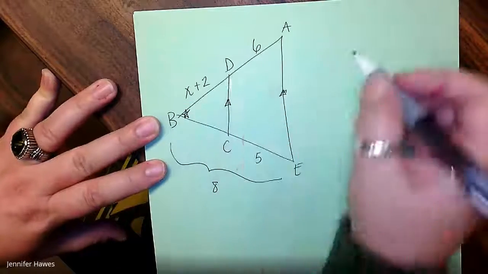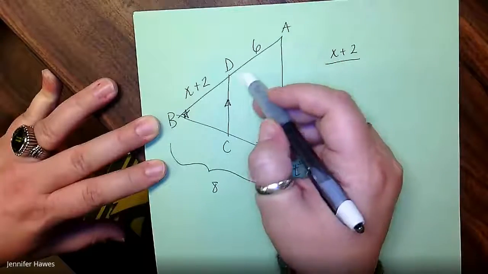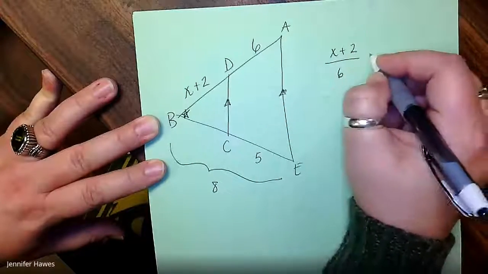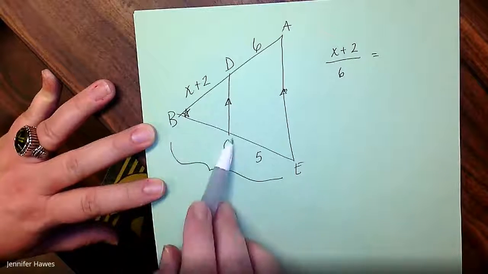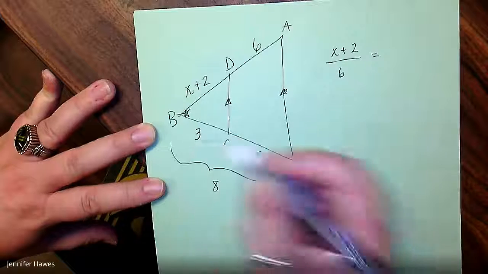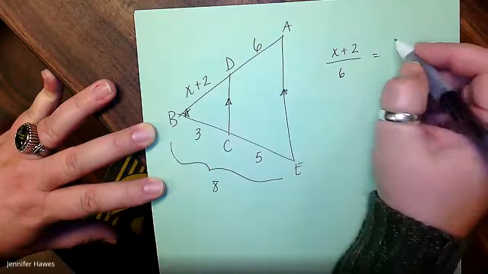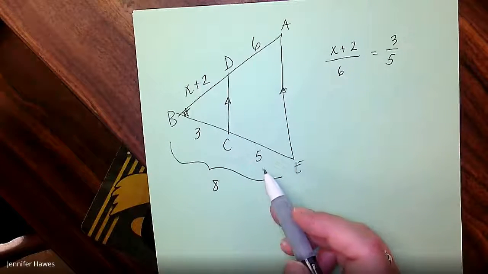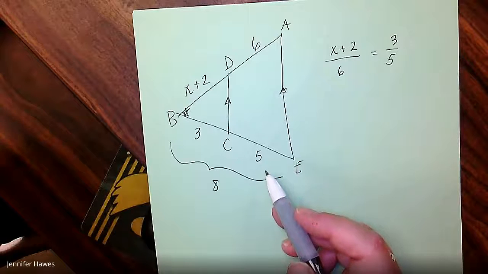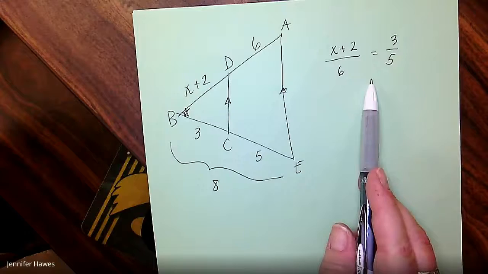So I can do x plus 2 over the other part of that whole side, which is 6. Then I can come over here. So remember, if this whole thing is 8 and this is 5, I hope you did your mad subtraction skills and got 3. So then if I start at the shared and go 3, that would be over 5. Okay. So that's one way I could do this.